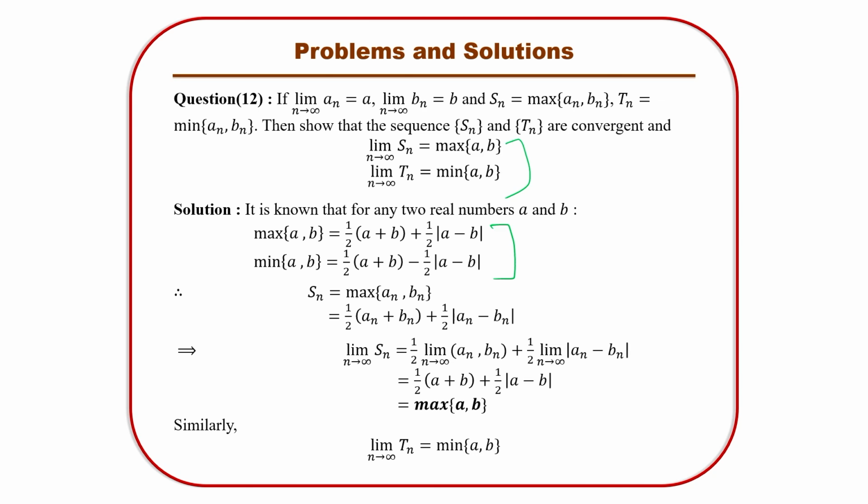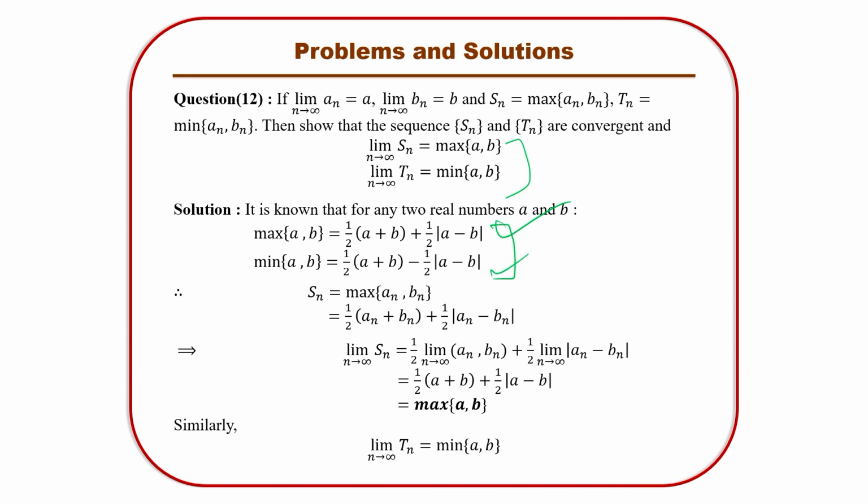So if I prove one on similar lines, you can prove the second one. So I will prove it for Sn. Use this: if we have two real numbers a and b, then the maximum of a, b is half of (a plus b) plus half of modulus of (a minus b). That is always true. And the minimum of a, b is half of (a plus b) minus half of modulus of (a minus b). And that is also true, right?